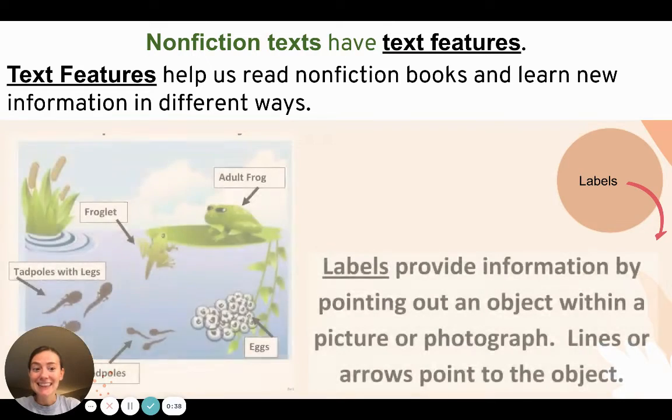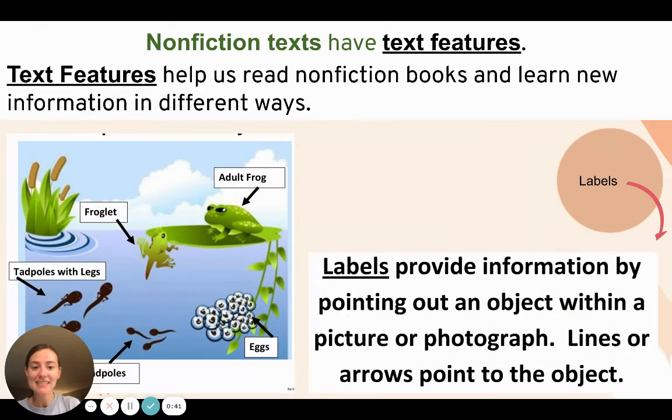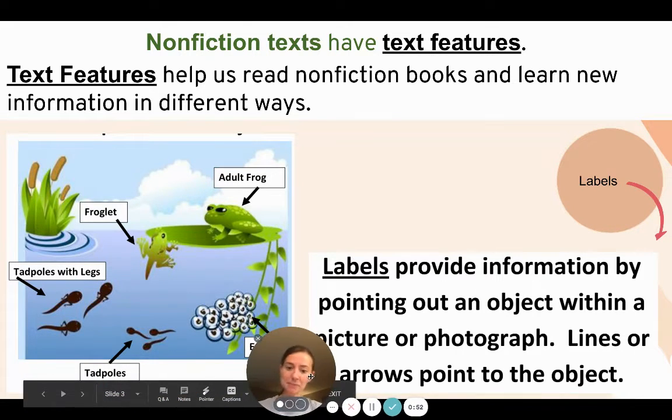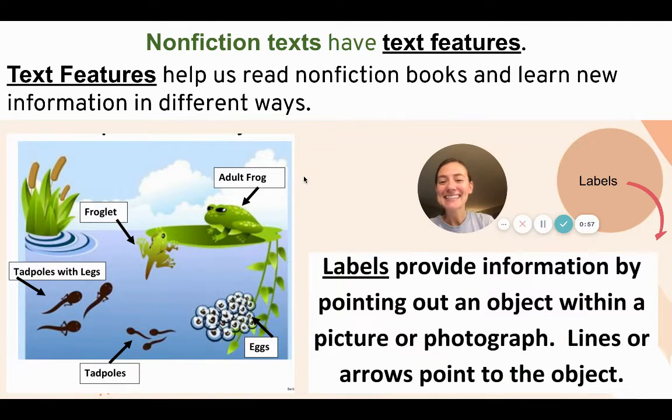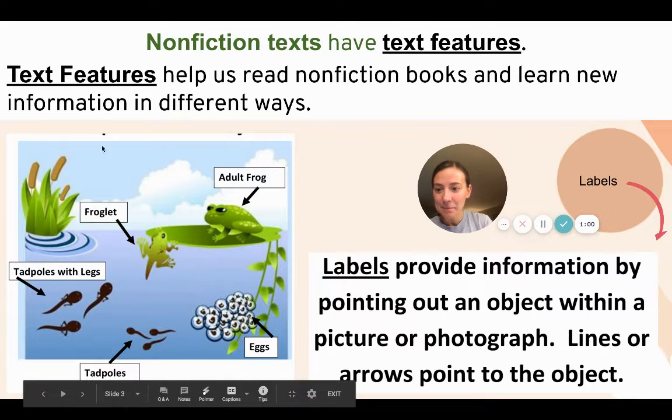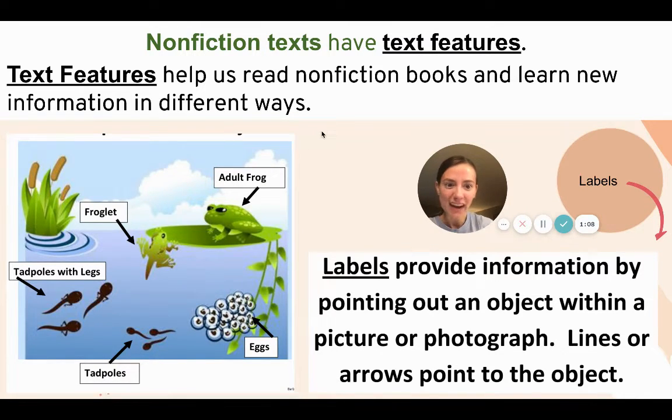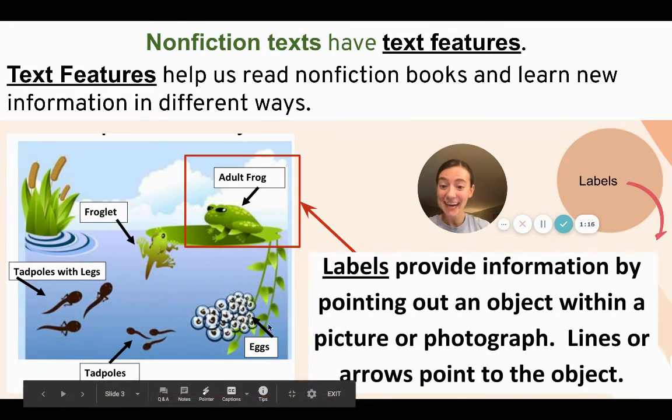All right, friends, labels. Labels provide us information by pointing out an object within a picture or a photograph. It has lines and arrows that point to that object. Friends, take a look at this picture here. This is from a nonfiction text about frogs. Do you see any labels? Can you find them? Take a look. Yeah, there's a label there, there, and there.